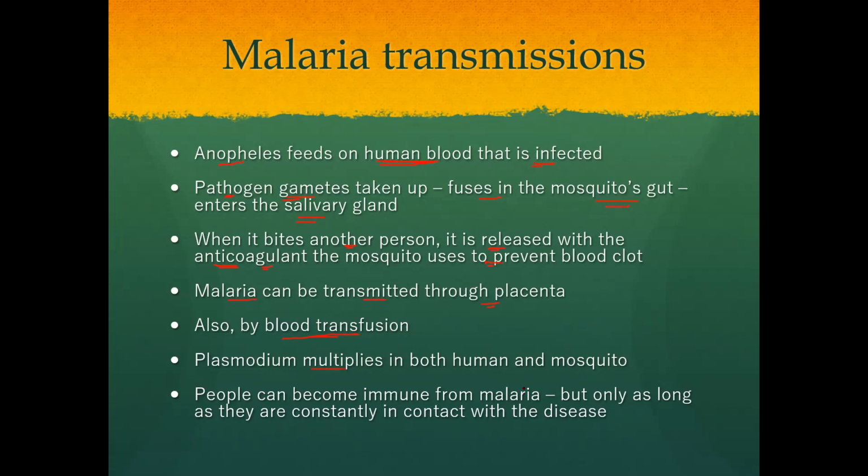So Plasmodium multiplies in both humans and mosquitoes, right? So its life cycle, okay? A part of the life cycle is in humans, and a part of the life cycle is in the mosquito, right? And people can actually become immune to malaria as well, but only as long as they're constantly in contact with the disease. If they're living in an area where this disease is prevalent, they will develop an immunity against malaria, but only for as long as they're constantly in contact with the disease. Once they leave the area, they lose the immunity. So this is the mode of transmission of malaria. You can pause the video, read about it, and then we'll move on to the next one.